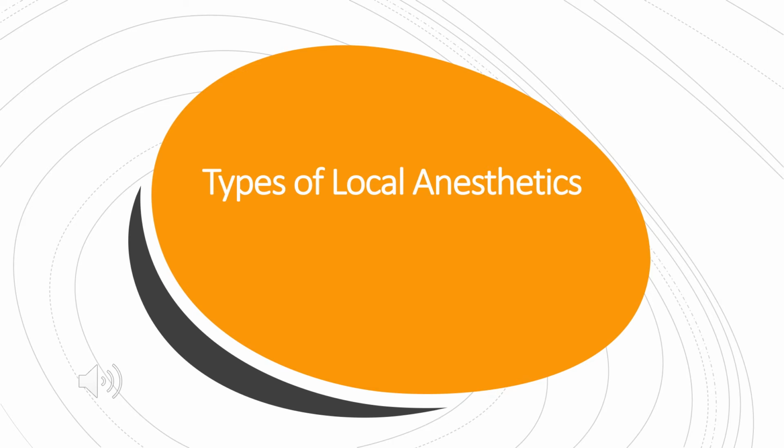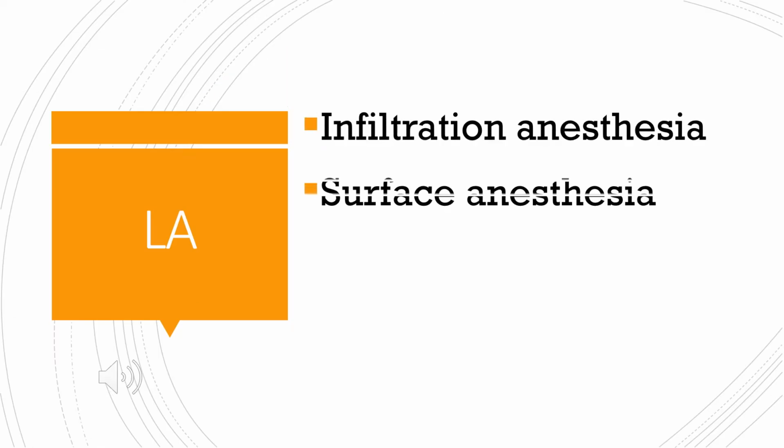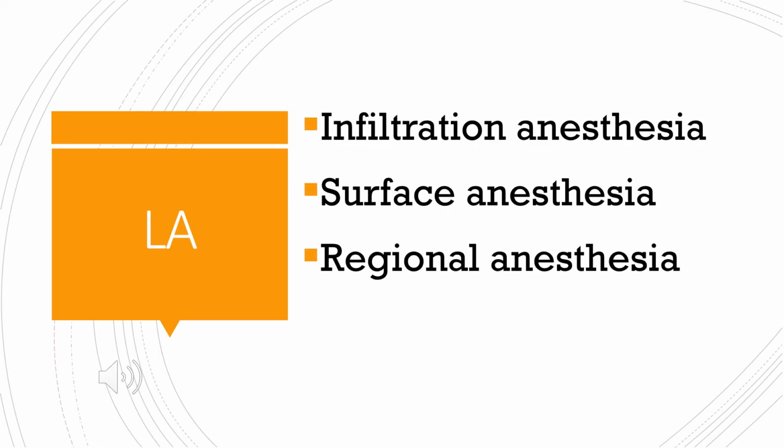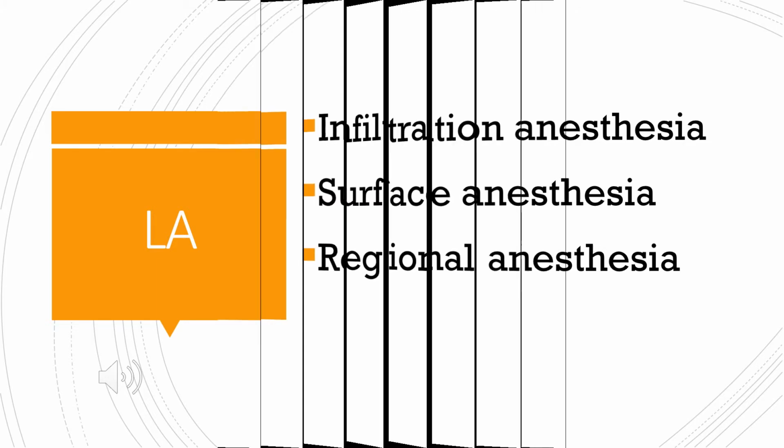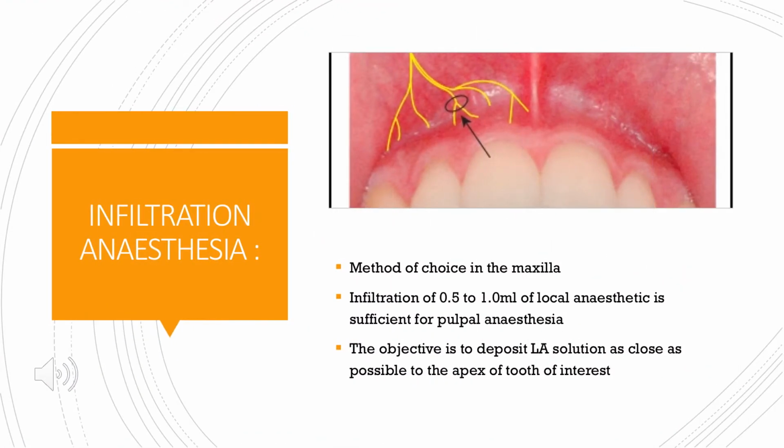Hi, today's topic of discussion is types of local anesthetics. Coming to the types, there are three major types of local anesthetics, which are infiltration anesthesia, surface anesthesia, and regional anesthesia. The first type of local anesthetic is infiltration anesthesia.